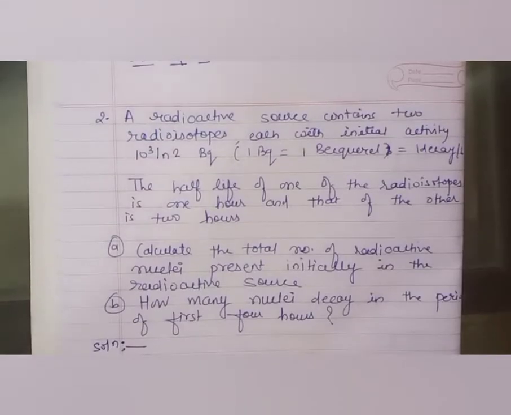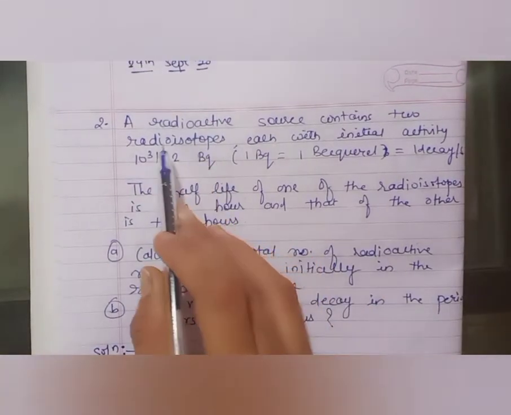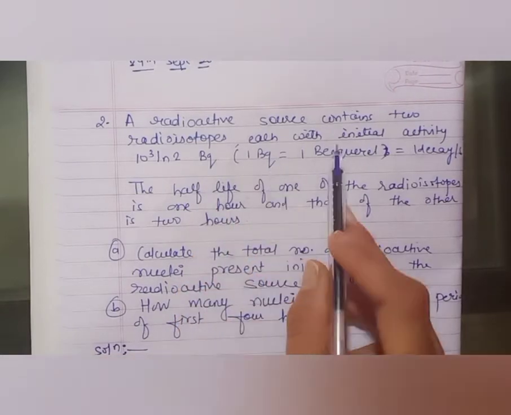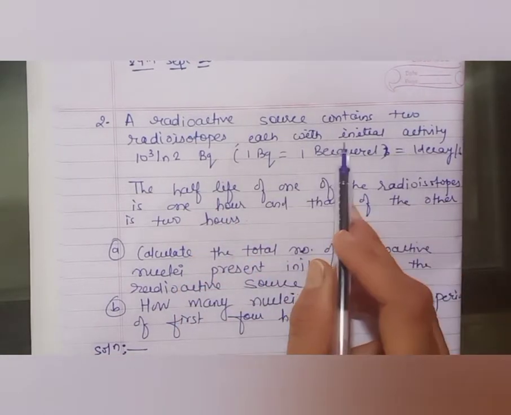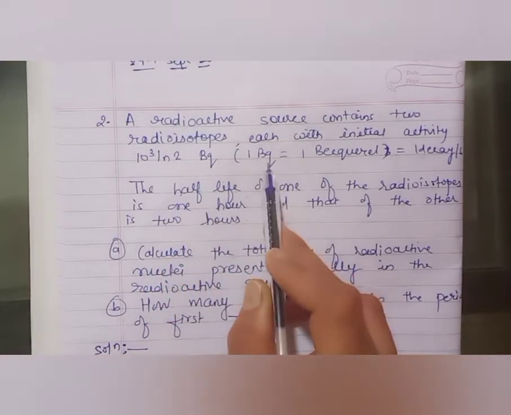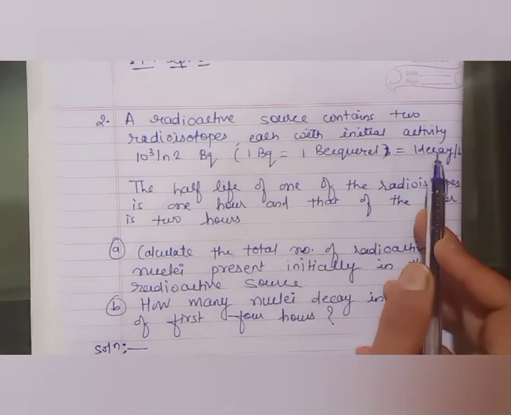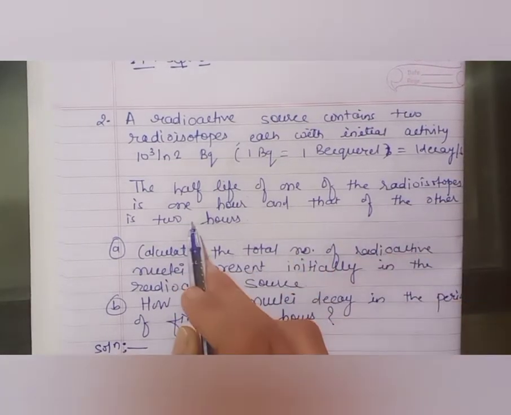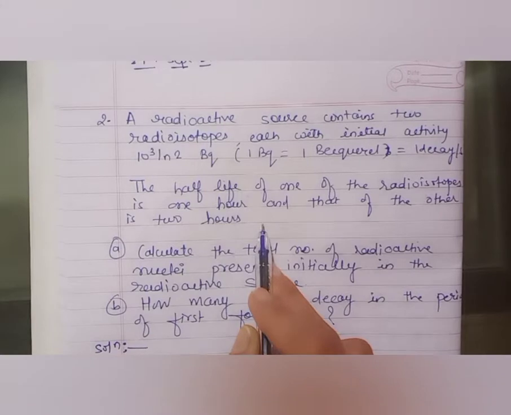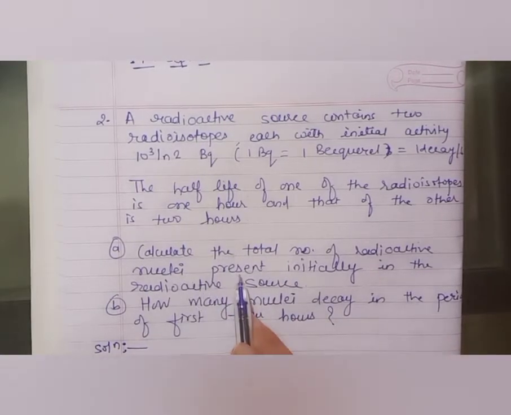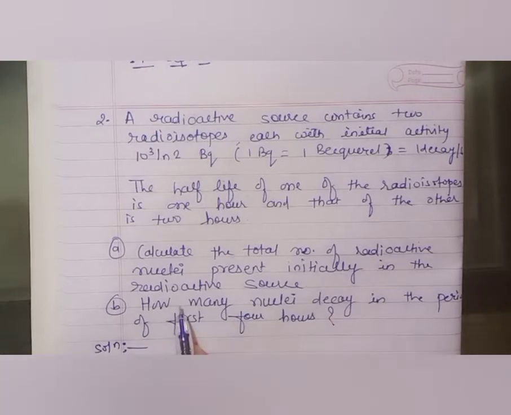Hello. So let's take another numerical from nuclear physics. A radioactive source contains two radioisotopes, each with initial activity 10 raised to 3 log 2 becquerel, where 1 becquerel is equal to 1 decay per second. The half-life of one of the radioisotopes is 1 hour and that of the other is 2 hours. Calculate the total number of radioactive nuclei present initially in the radioactive source.